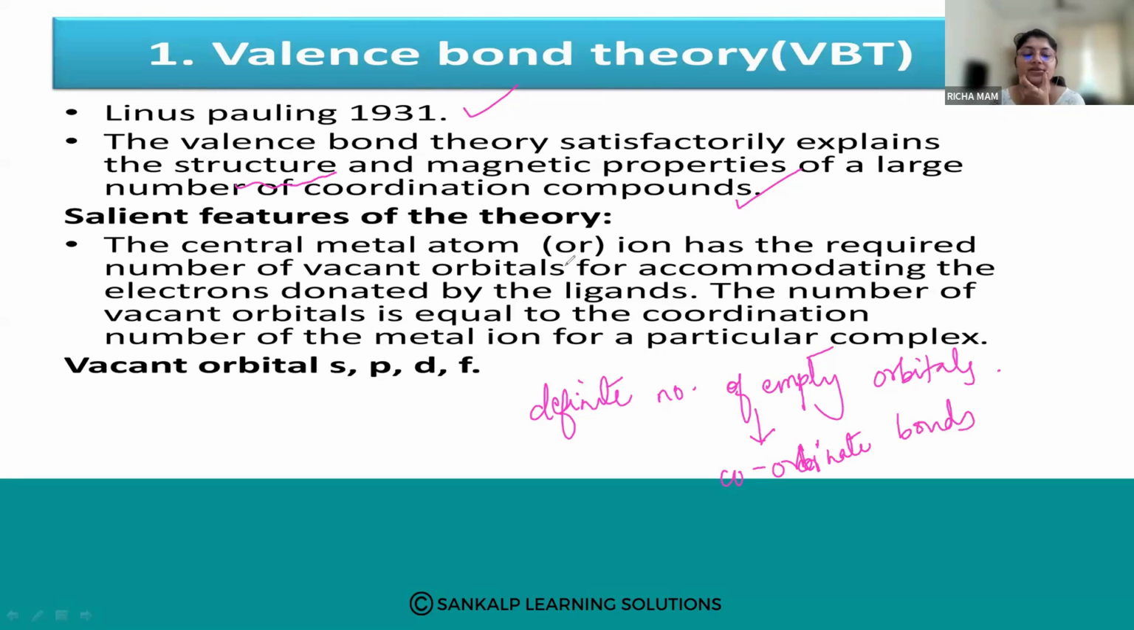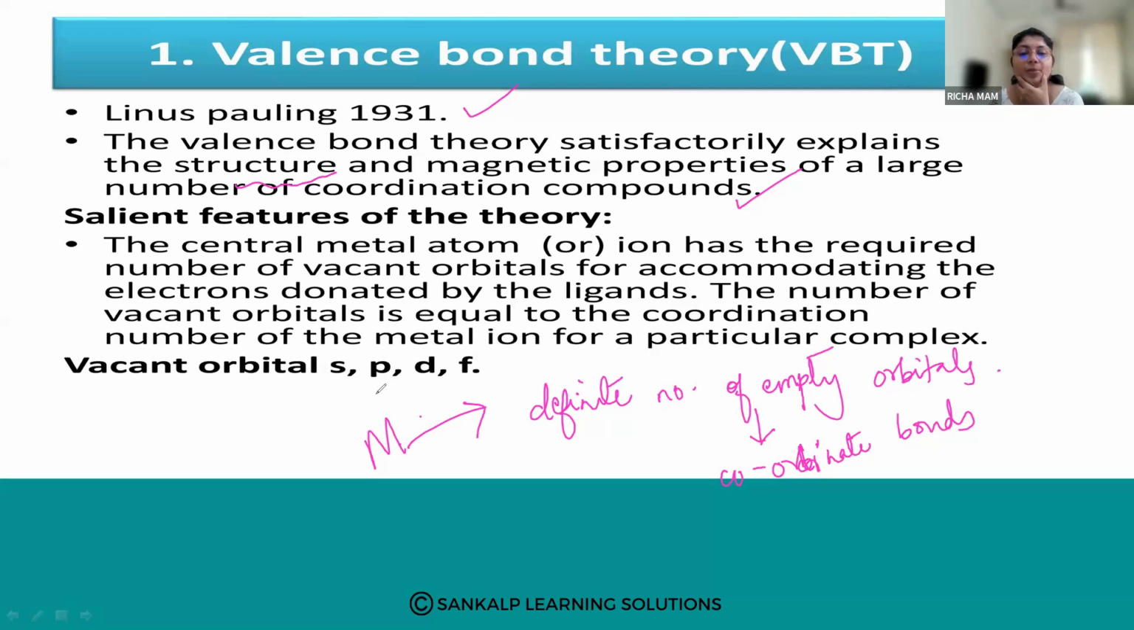So what is happening? In the center, your metal is there. This metal provides a definite number of empty orbitals so that it can form the coordinate bonds.